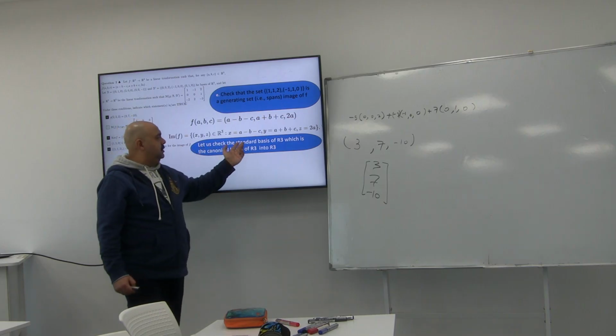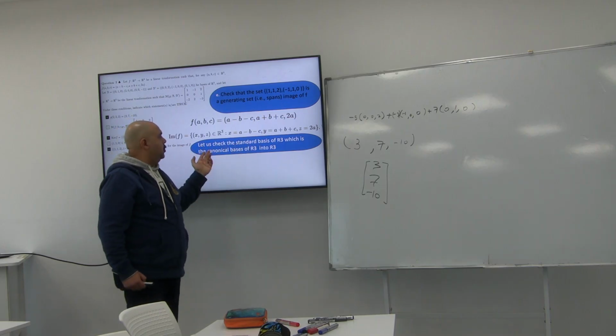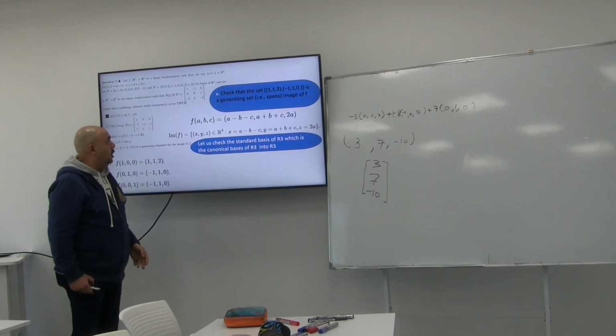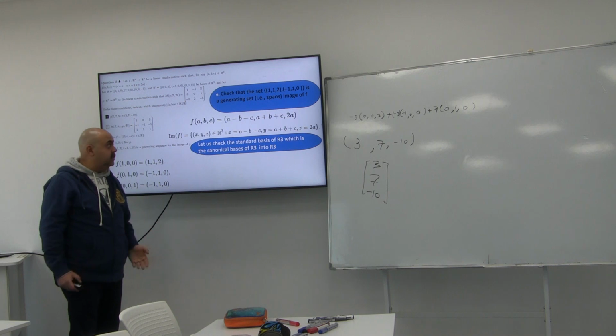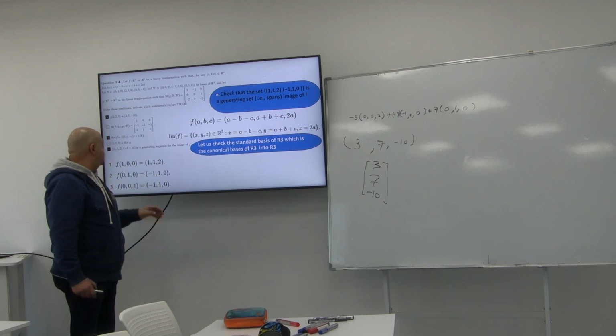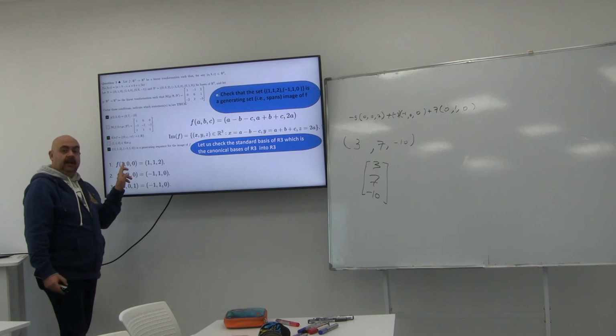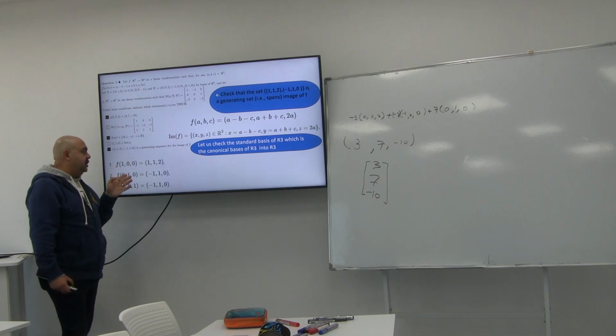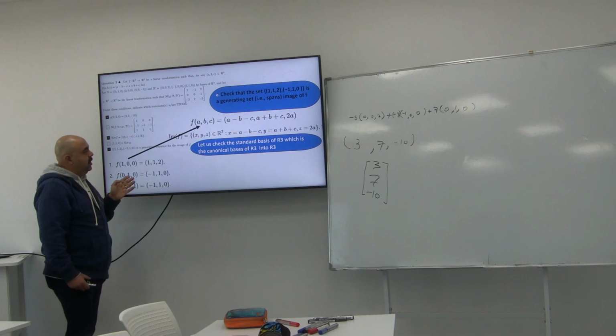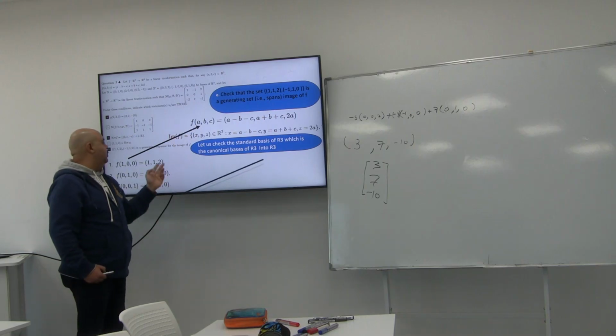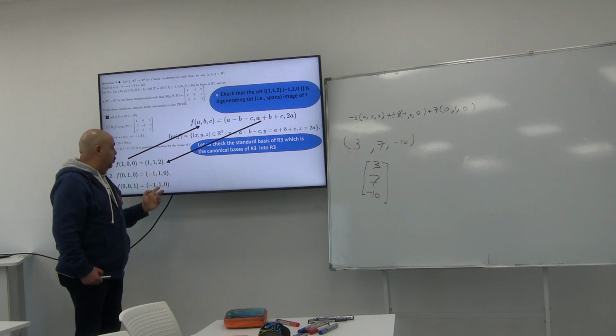Let's check the standard basis of R3, which is the canonical basis. Let's see if they are contained in this function. So this is 1, 0, 0. I will get the image of the canonical basis of R3, which is 1, 0, 0, 0, 1, 0, 0, 0, 1. Taking these values, entering them in the function, I will get the images which are 1, 1, 2, negative 1, 1, and 0, negative 1, 1, and 0.